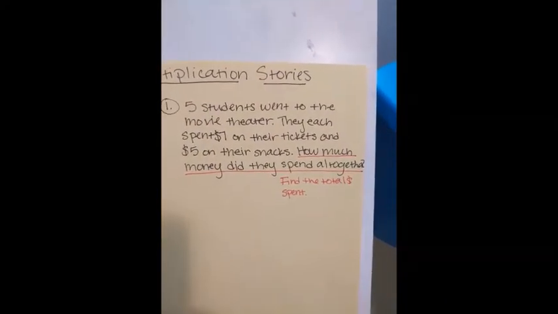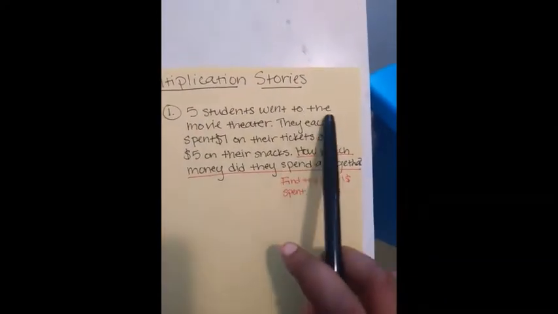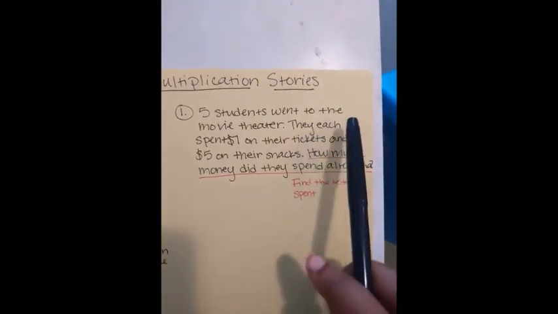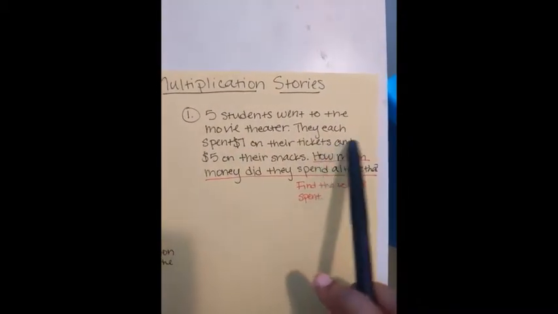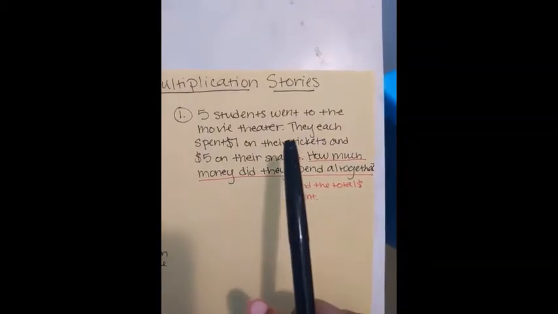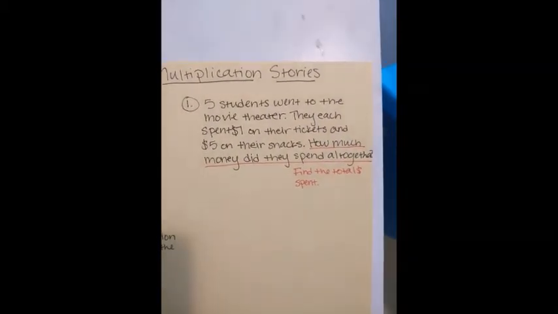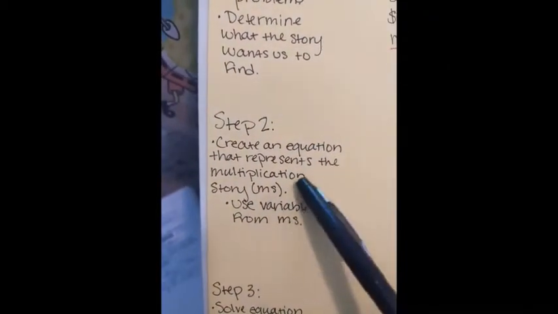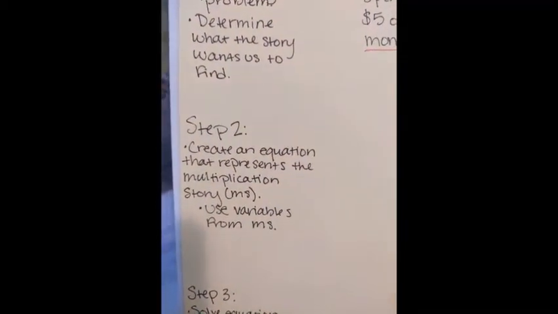When we read our story problem those first couple of times, we read that 5 students went to the movie theater. They each spent $7 on their tickets and $5 on their snacks. Those are the variables that we're going to use to find our total. Those variables are going to help us create an equation that represents the story problem. So, let's move on to that step.